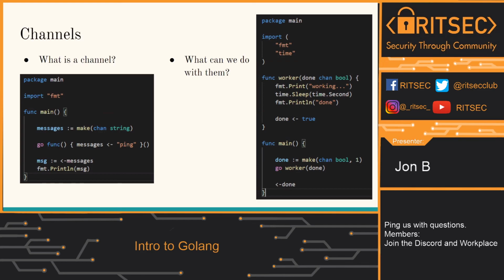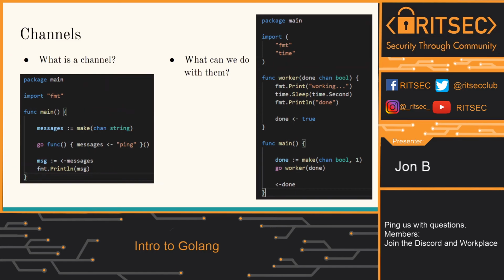The first example is what is a channel. This is a basic example of a channel. We made a channel that sends strings back and forth, and the channel's variable assignment is messages. Now we call an anonymous function that is actually a Goroutine, sending the string ping into messages. You can send data into channels and wait for channels to be read.